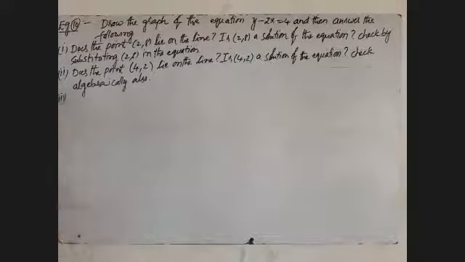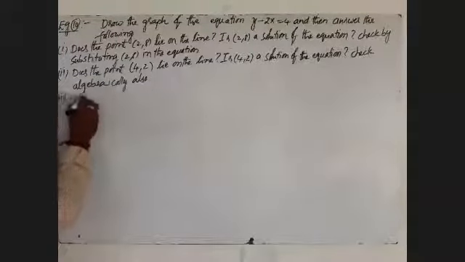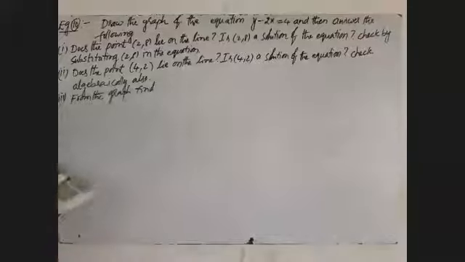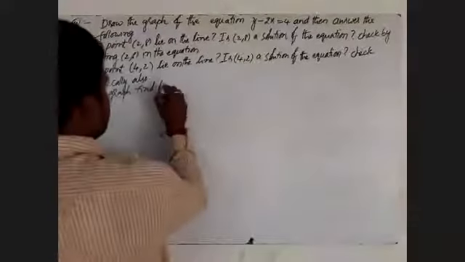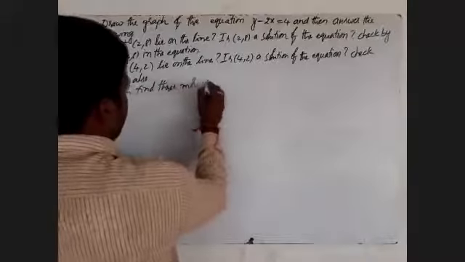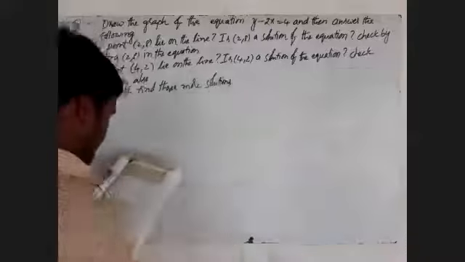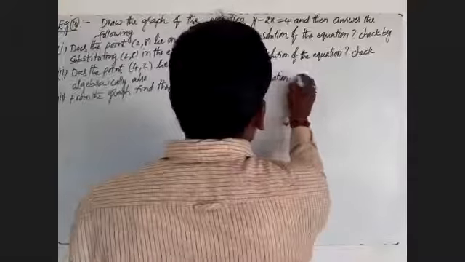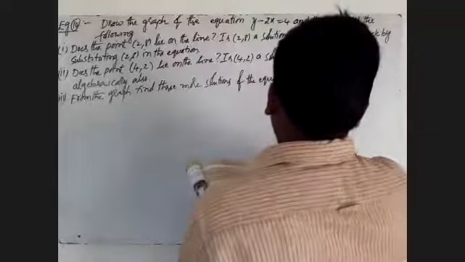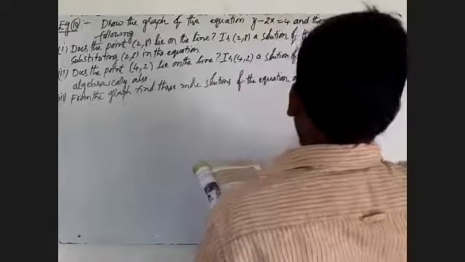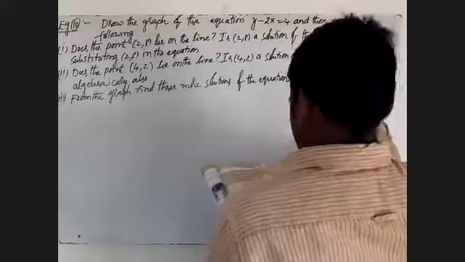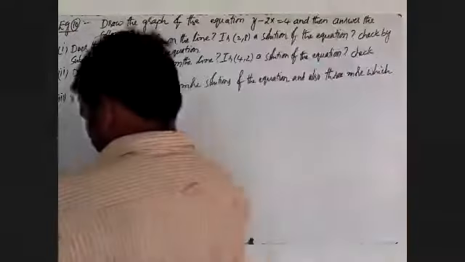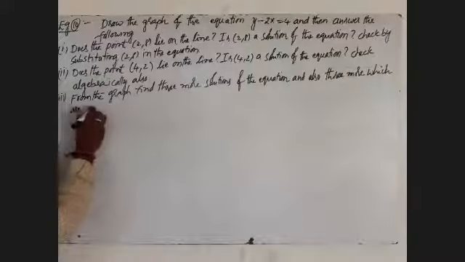Now I am going to the third one. What I am asking in the third one: from the graph, find 3 more solutions of the equation, and also 3 more points which are not solutions.